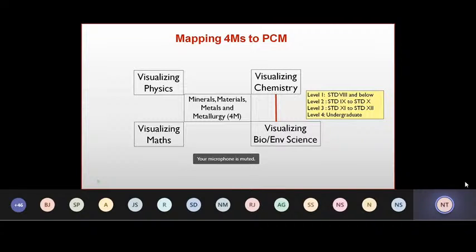Today, in the parallel sessions, the chemistry session will include all the bio and environmental science teachers. And if there is any computer science teacher, exclusively computer science, they can come to the session of maths. I did not write down computer science separately. So essentially these are the three branches we'll be discussing today: physics, chemistry, and maths.